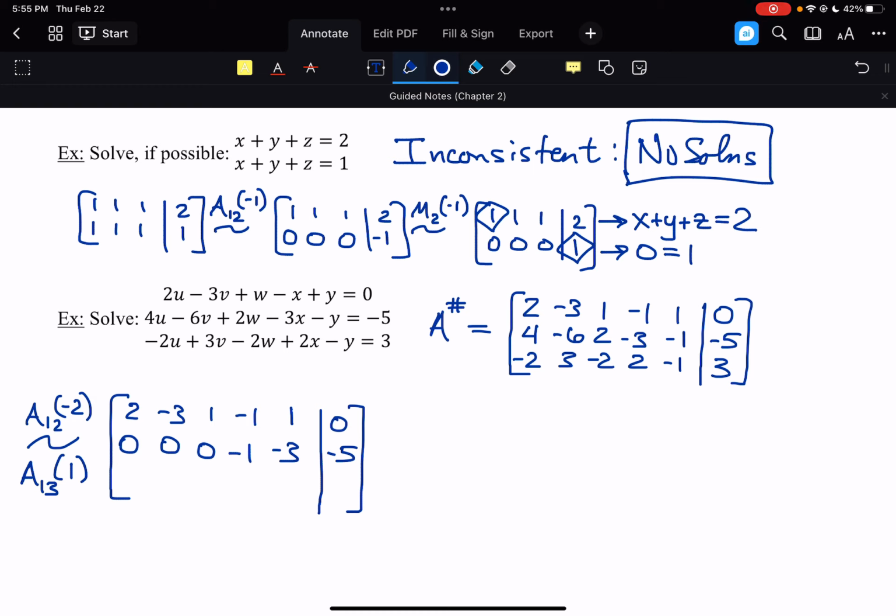So for this one, we're going to multiply first row times 1 and add it to the third row so that this first component becomes a 0. This one becomes a 0. This becomes negative 1. This is 1. This is 0. And this is 3.